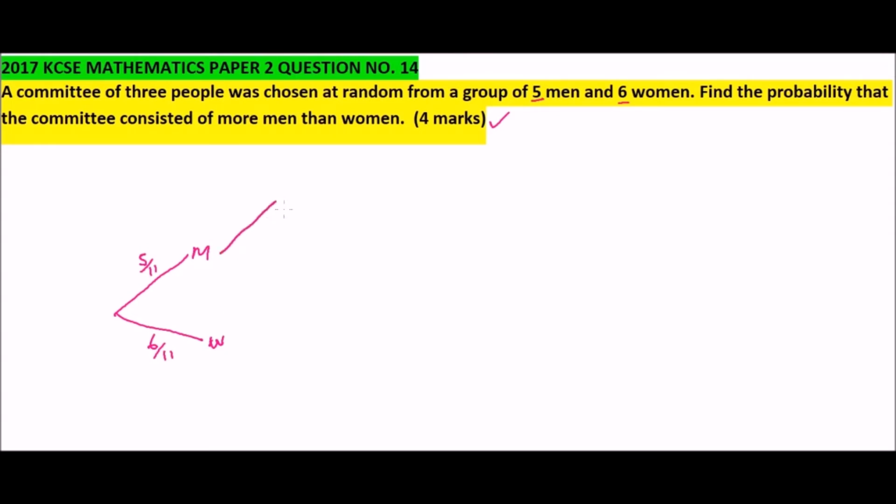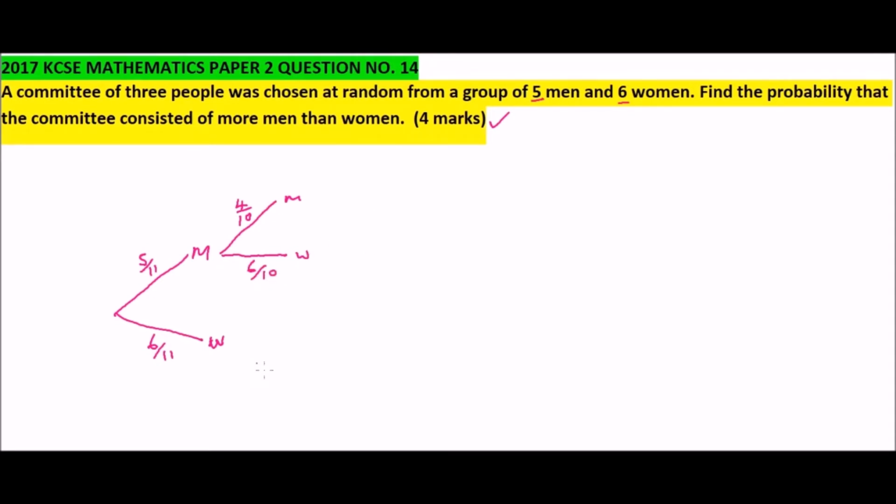In the second round, we can also have a man chosen or a woman. Because the first time we chose a man, the men reduced to 4 and the number of people reduced to 10. So the probability of choosing a man in the second round is 4 over 10. For the probability of choosing a woman, because we have chosen a man in the first round, the women are still 6, but the number of people has reduced by 1. So the probability of choosing a woman is 6 over 10. So that is the second round.